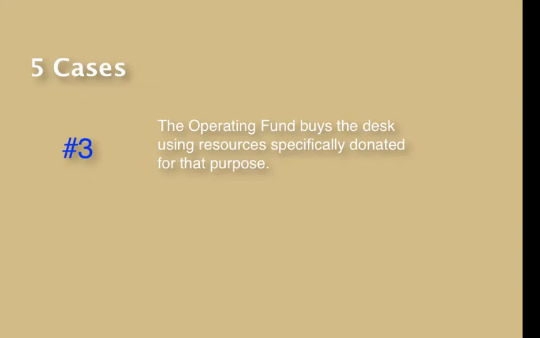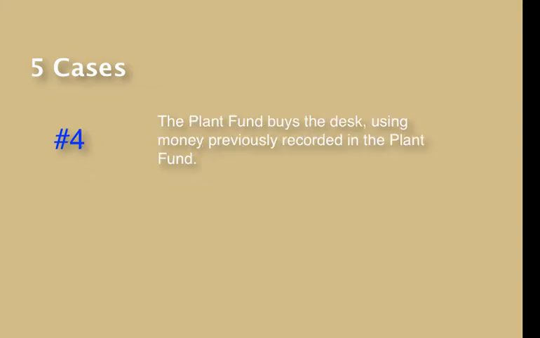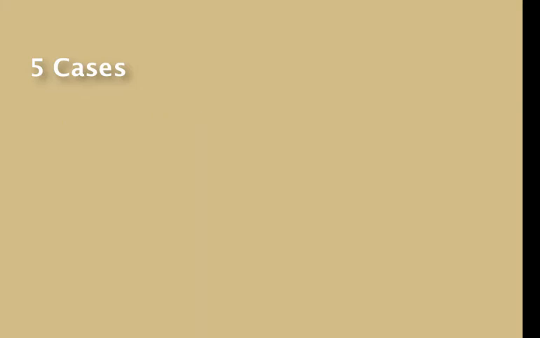Resources specifically donated for that purpose, for the purchase of the desk, to pay for the desk. In the fourth case, the plant fund is going to purchase the desk using money that has already been previously recorded into the plant fund. So in this case, they would have a cash account for that purpose. And then the fifth case is, how do I record the donation of a desk instead of a purchase? So we don't have to purchase the desk at all in the fifth case because someone has kindly donated it.